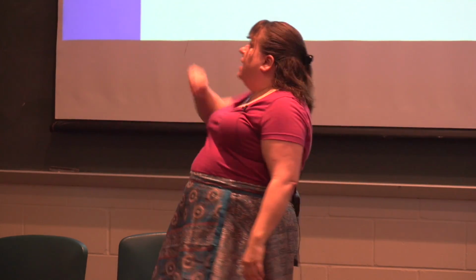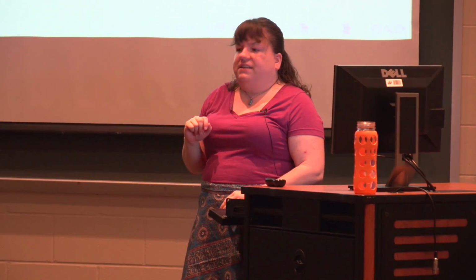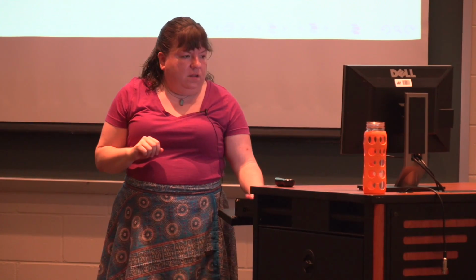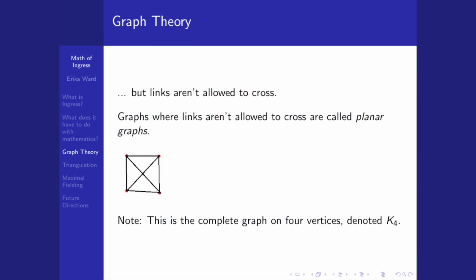And okay, you're looking at that one, and that's a perfectly good graph. That is not a perfectly good Ingress map, because some of the links cross. Links aren't allowed to cross, but we can have graphs where things aren't allowed to cross. If you can draw a graph so the links don't cross, it's called a planar graph, because you can put it in the plane without the links crossing each other.